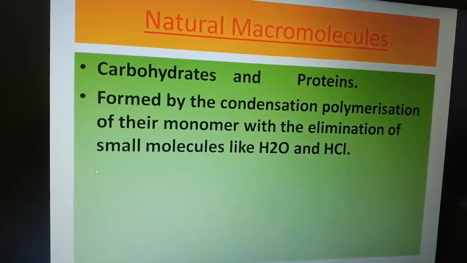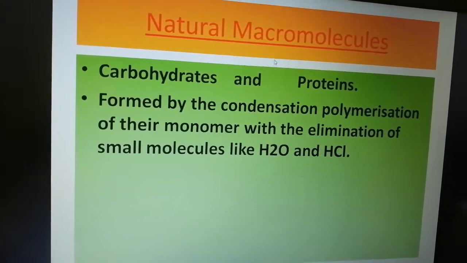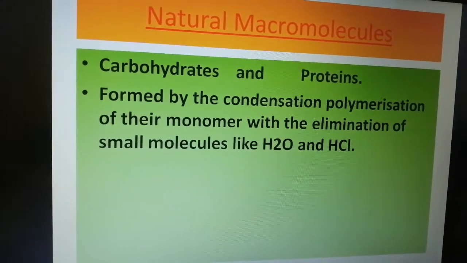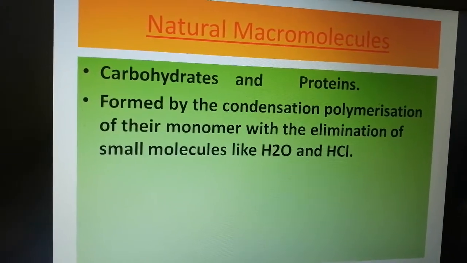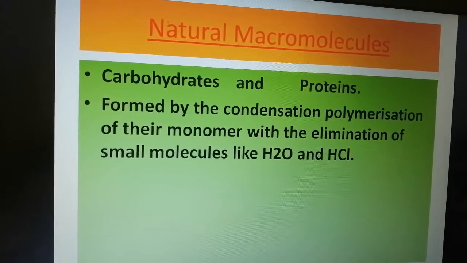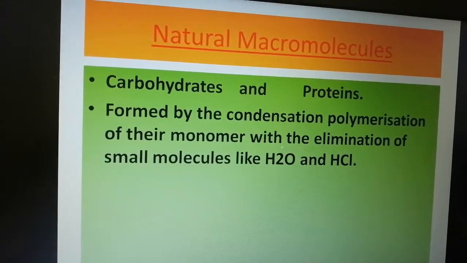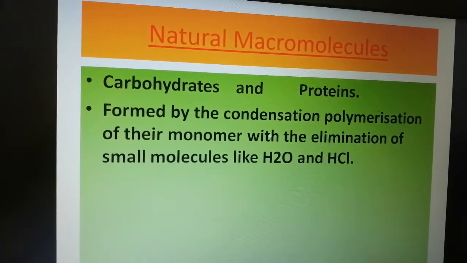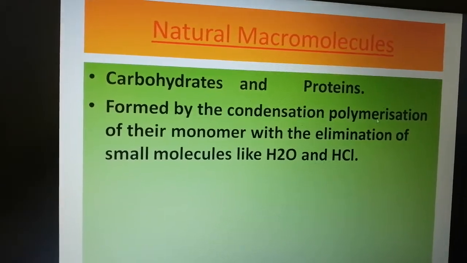We know that carbohydrates and proteins are natural macromolecules. Last class we studied nylon and terylene, which are synthetic polymers, that means man-made. Carbohydrates and proteins are formed by condensation polymerization. We have two types, one is addition and another one is condensation.